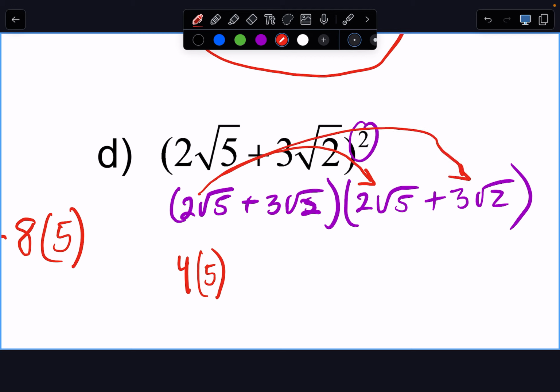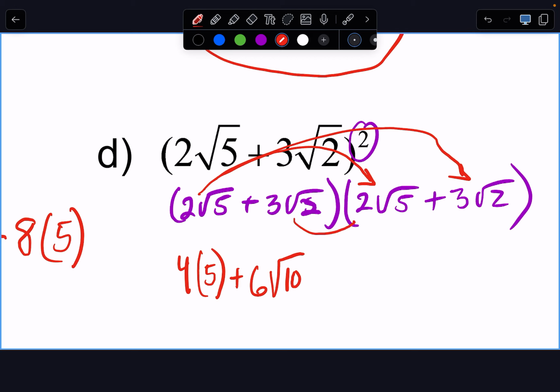2 square root of 5 times 3 square root of 2. 2 times 3 is? And then square root of 5 times square root of 2 is? Guys, can you multiply the insides when they have the same index? Yes. Come on, guys. We got to know these things.